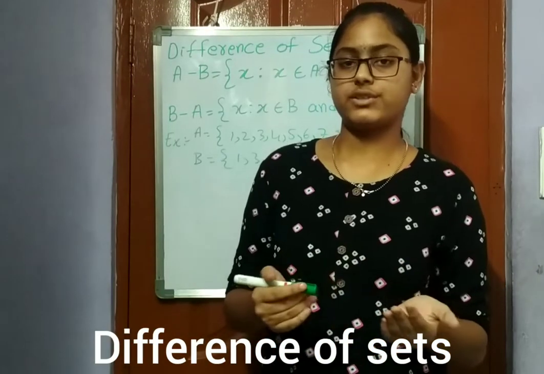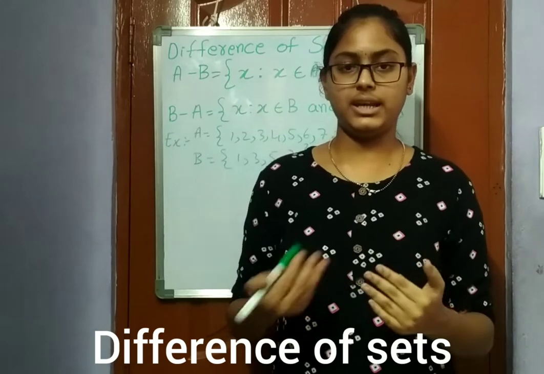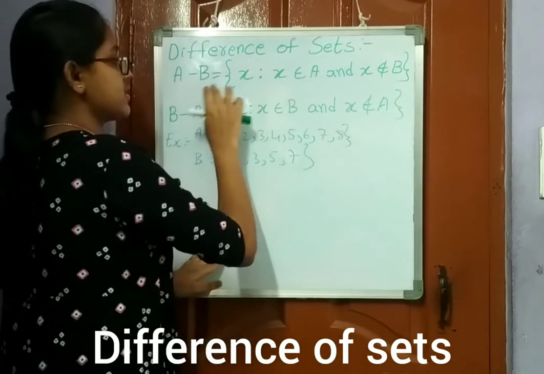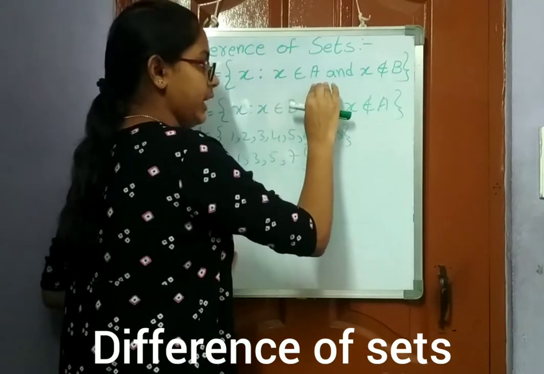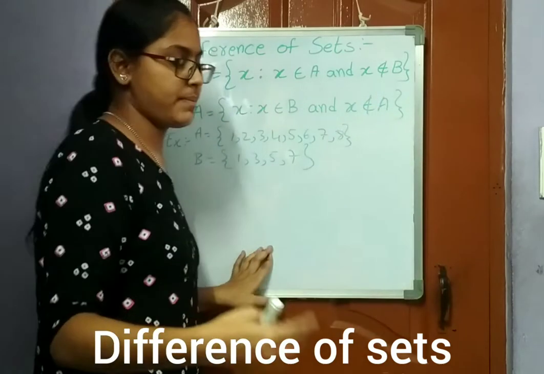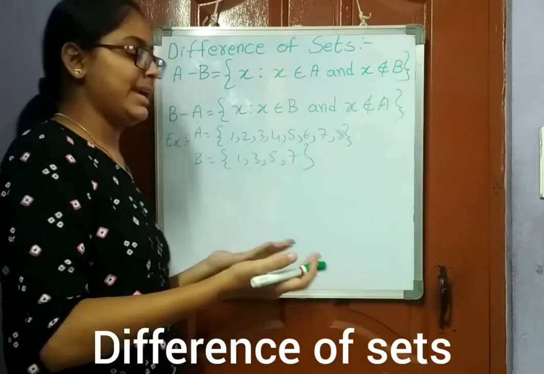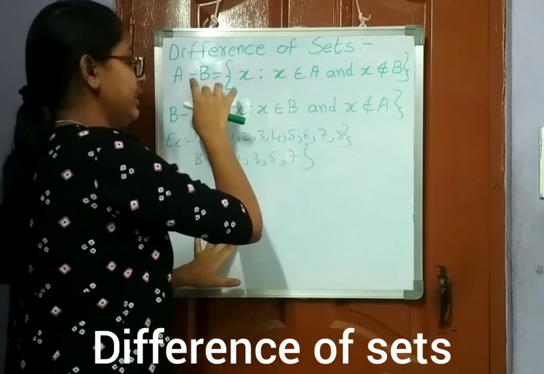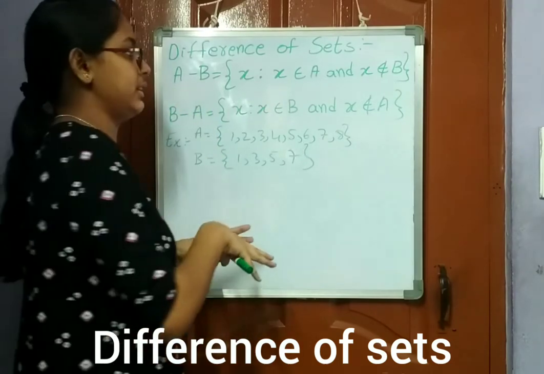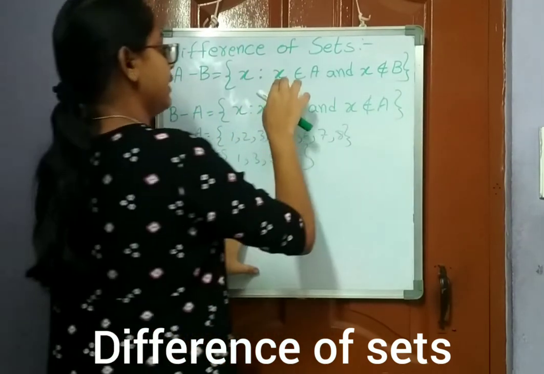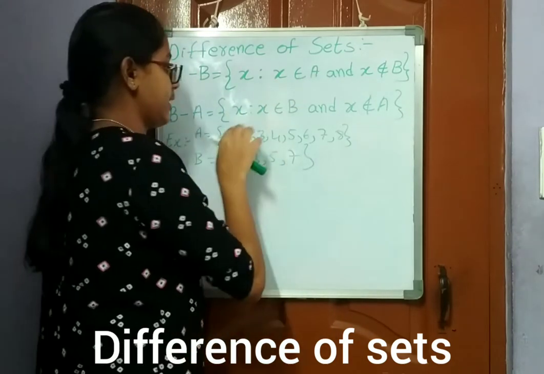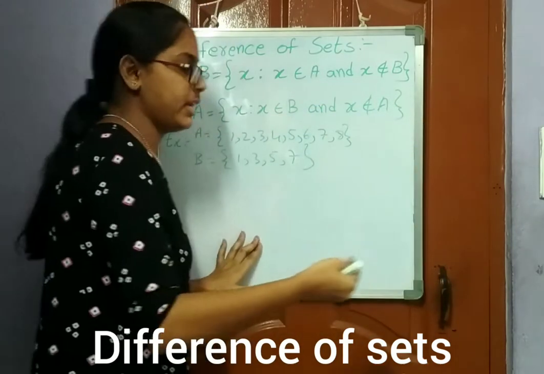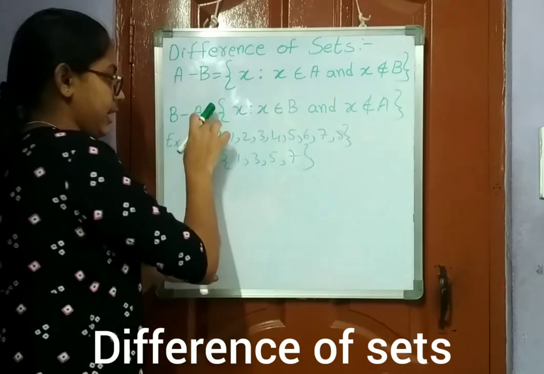Difference of sets is nothing but the subtraction of two sets. If we are given A and B, we need to subtract B from A and A from B. Here A minus B is the set of X such that X belongs to A and X does not belong to B. So for two given sets A and B, if we subtract B from A, we are removing the elements of B from A and keeping the elements of A. And B minus A is the set of X such that X belongs to B and X does not belong to A. That is, we are removing the elements of A from B.